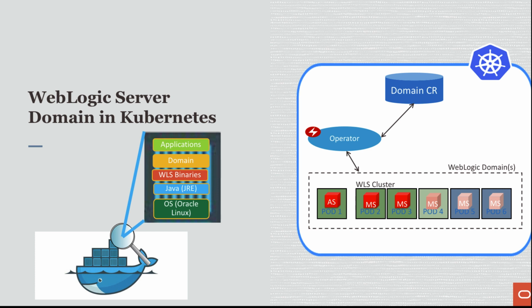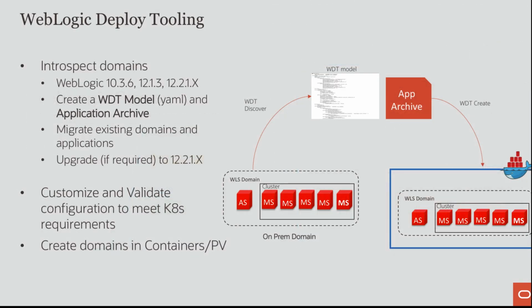In order to create that domain custom resource, we start with a YAML file that defines the desired state. When we invoke kubectl apply, passing in that domain YAML, that creates the domain custom resource. The operator, when it sees that domain custom resource, stands up the WebLogic domain to match the definition from the domain custom resource.